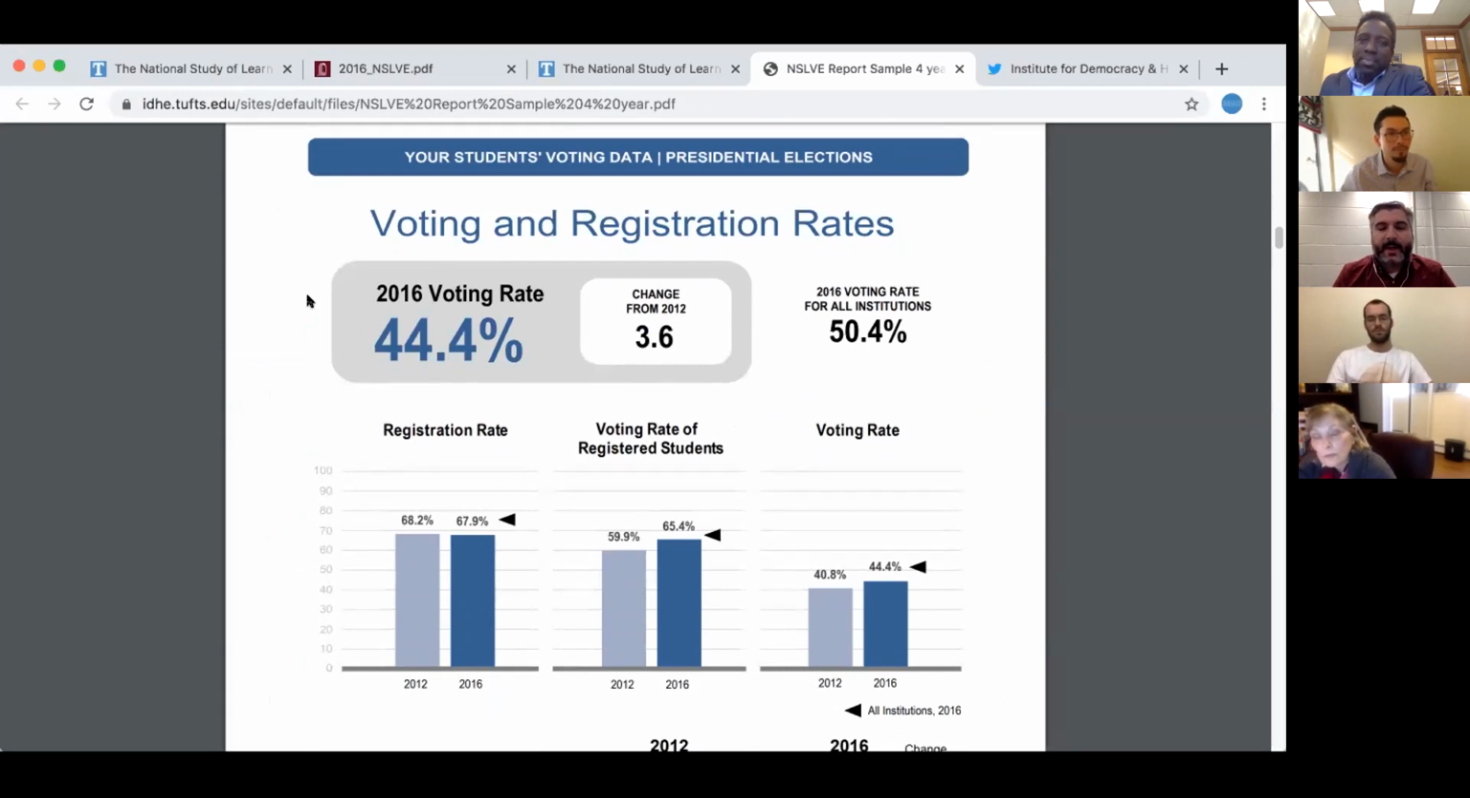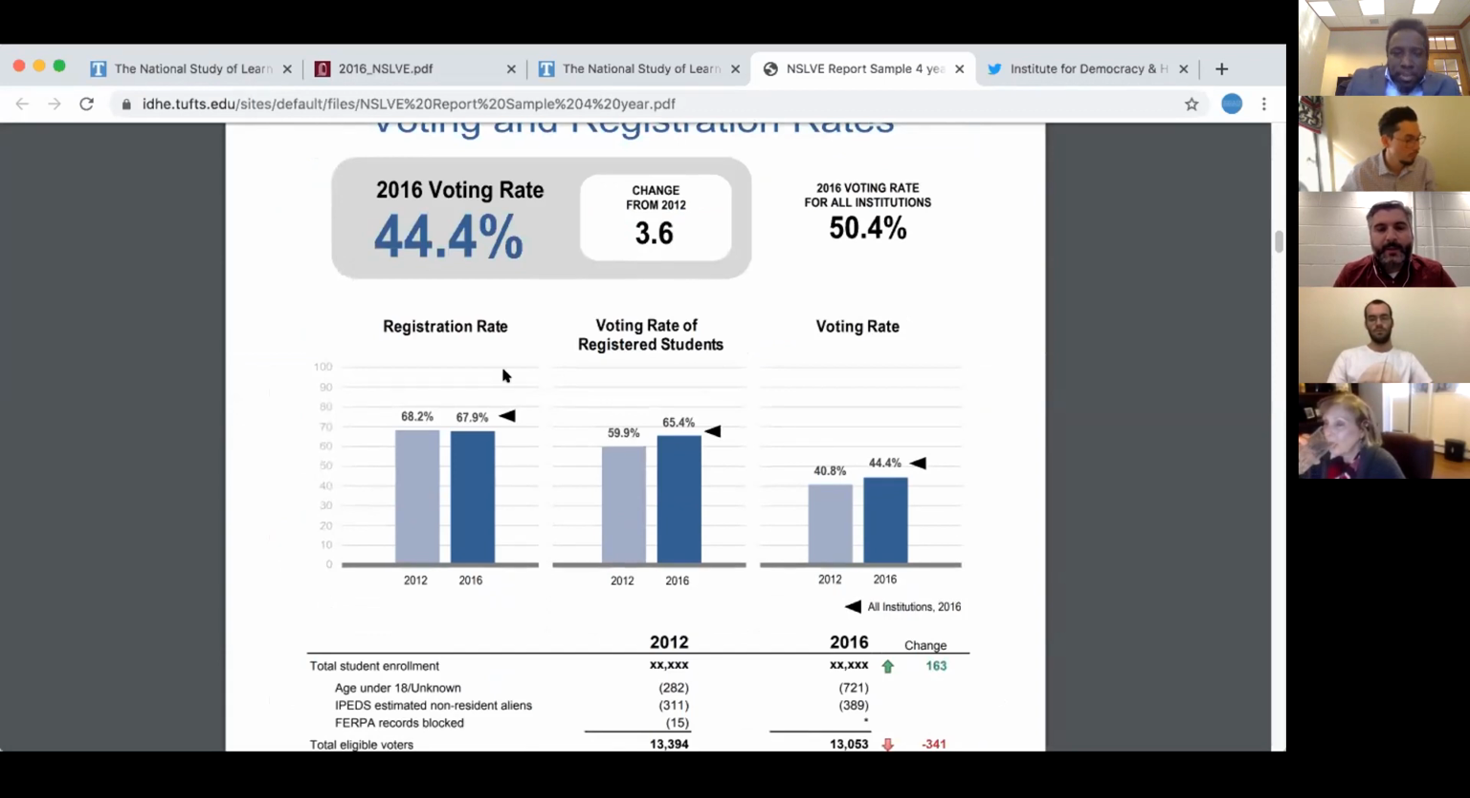Right here, a couple pages in, this is the thing that a lot of schools will ask first about. We provide your campus's voting rate. In this sample report, you see 2016, this campus had a 44.4% voting rate, and it shows you how much it went up or down from the prior election. And then we give you some comparison points. So here's the national voting rate.